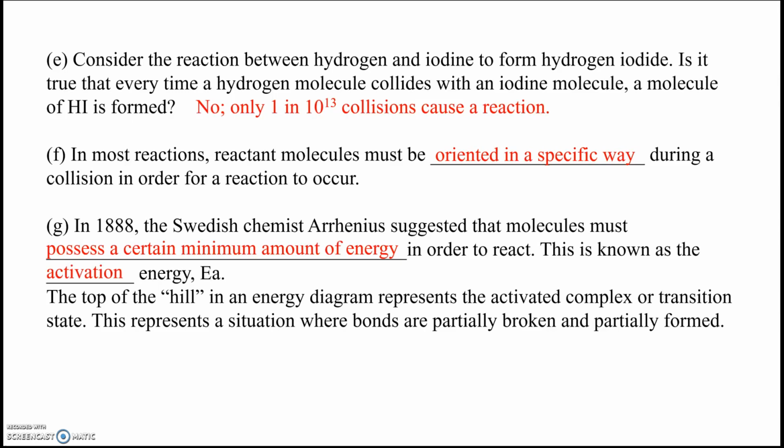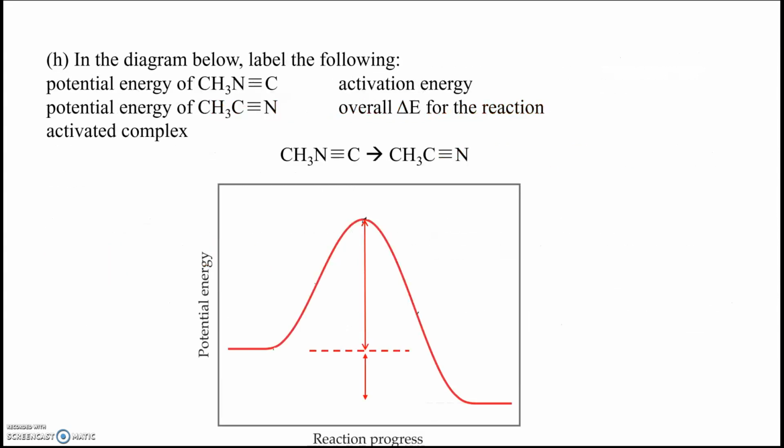The top of a hill in an energy diagram represents an activated complex or some sort of transition state. And this represents the position in the sequence where the bonds are partially broken and partially formed.